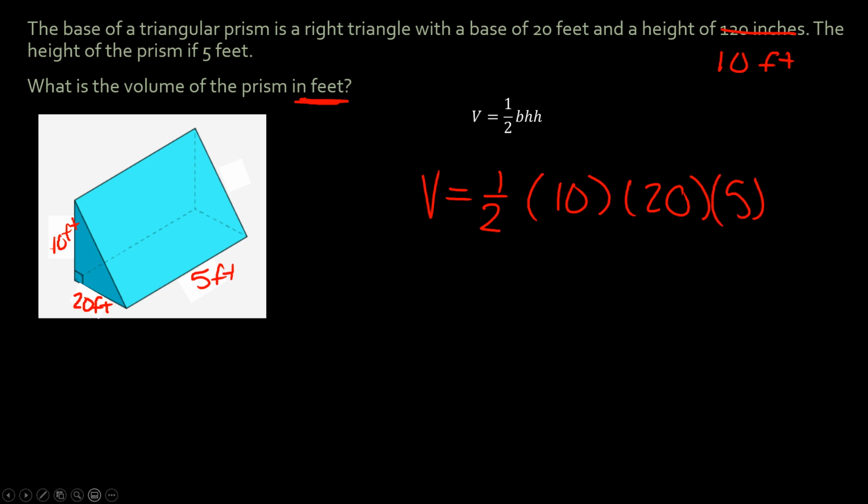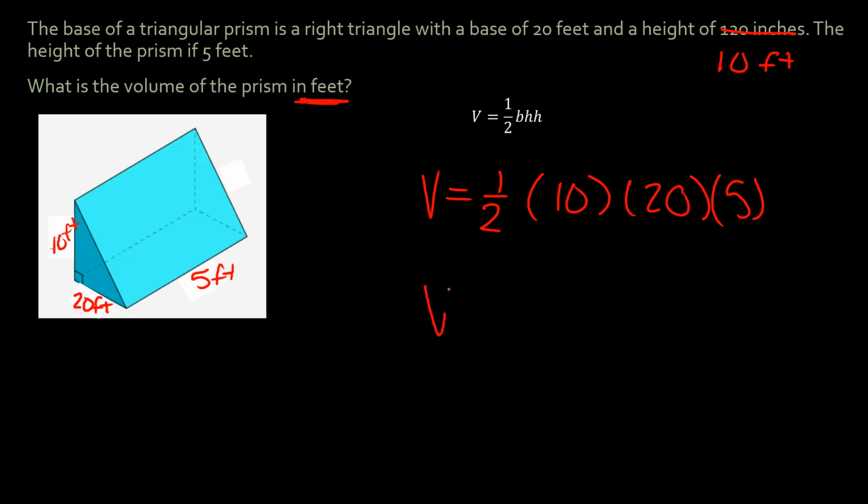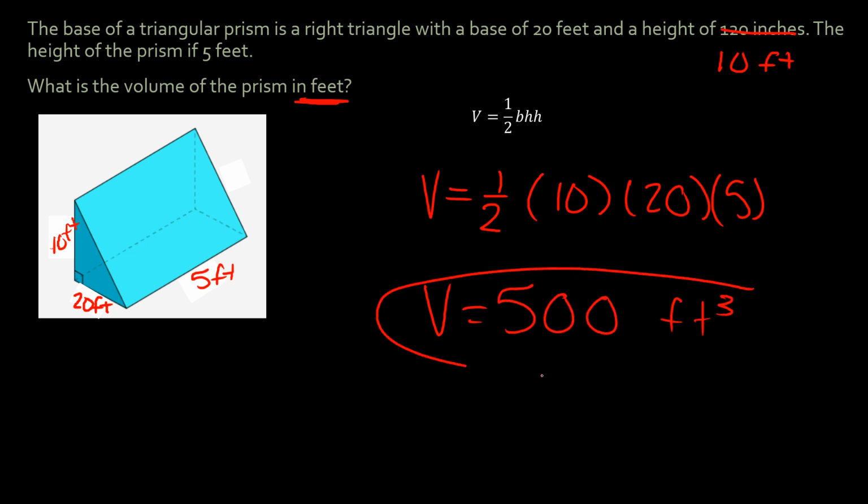And let's bring back our calculator to help us with that multiplication. Make it go by a bit faster. 1/2 times 10 times 20 times 5 tells me that my volume here is going to be 500 feet cubed. So 500 feet cubed.